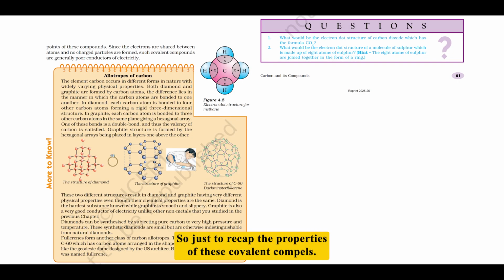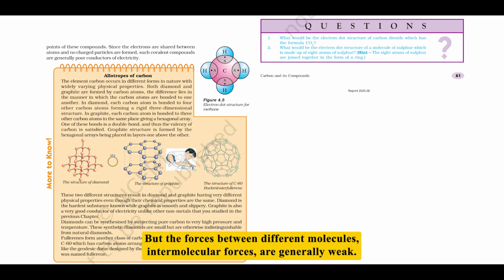So just to recap the properties of these covalent compounds. Good idea. Key takeaways. The covalent bonds within the molecule, like these C-H bonds in methane, are very strong. But the forces between different molecules, intermolecular forces, are generally weak. Which explains the low melting and boiling points we saw earlier.